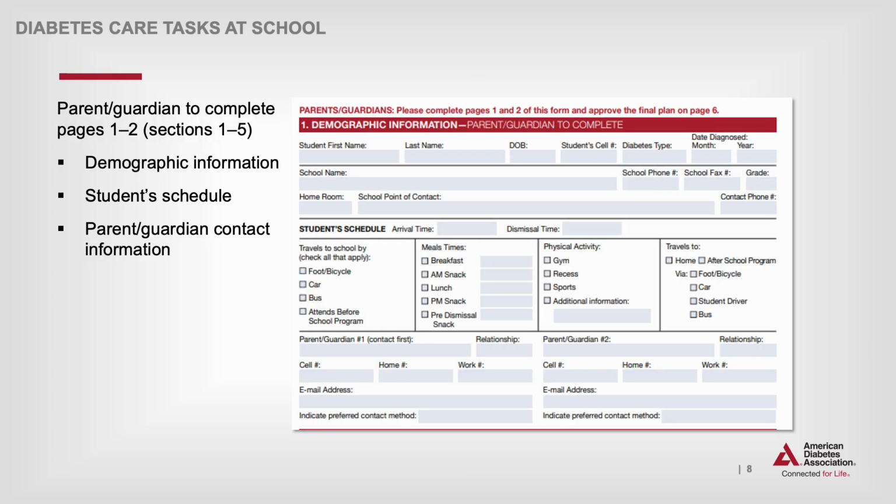The first demographics section contains details about the student's contact information, arrival, and dismissal from school. It also describes important information about meals at school and meal timing, as well as physical activities the student is participating in. It is suggested that the parent/guardian complete this section before the provider completes the rest of the plan.